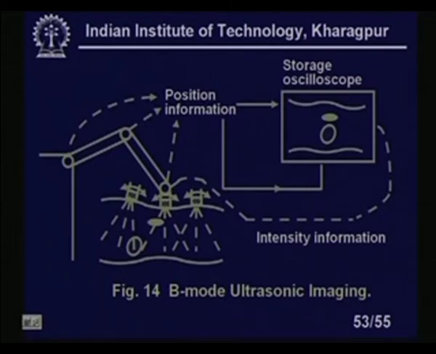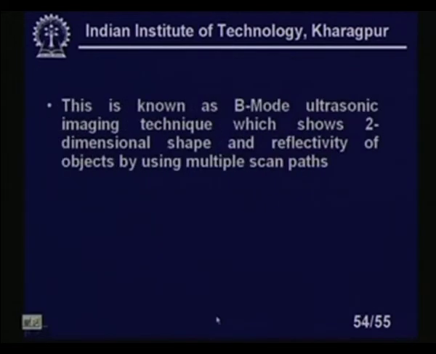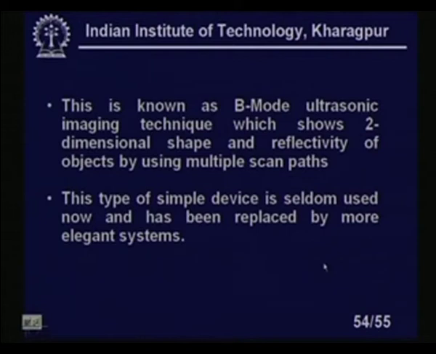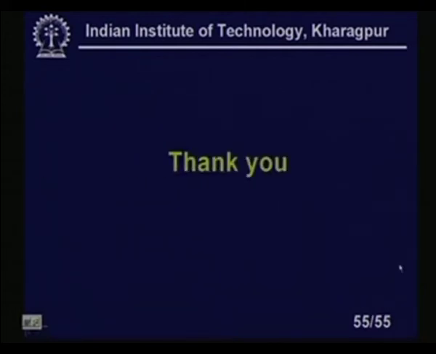This is some information on B mode ultrasonic imaging, intensity information. It looks like this. This is known as B mode ultrasonic imaging technique, which shows the two-dimensional shape and reflectivity of the objects by using multiple scan paths. This type of simple device is seldom used now and has been replaced by more elegant systems. So, with this I come to the end of lesson 25, which is on ultrasonic sensors.